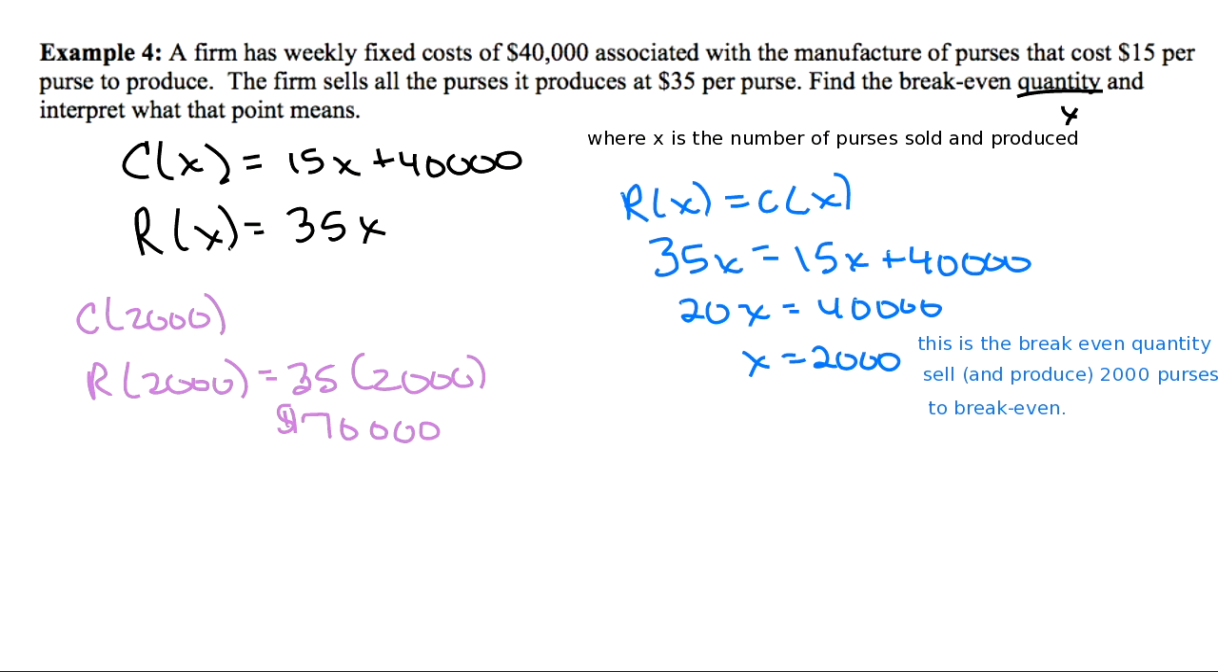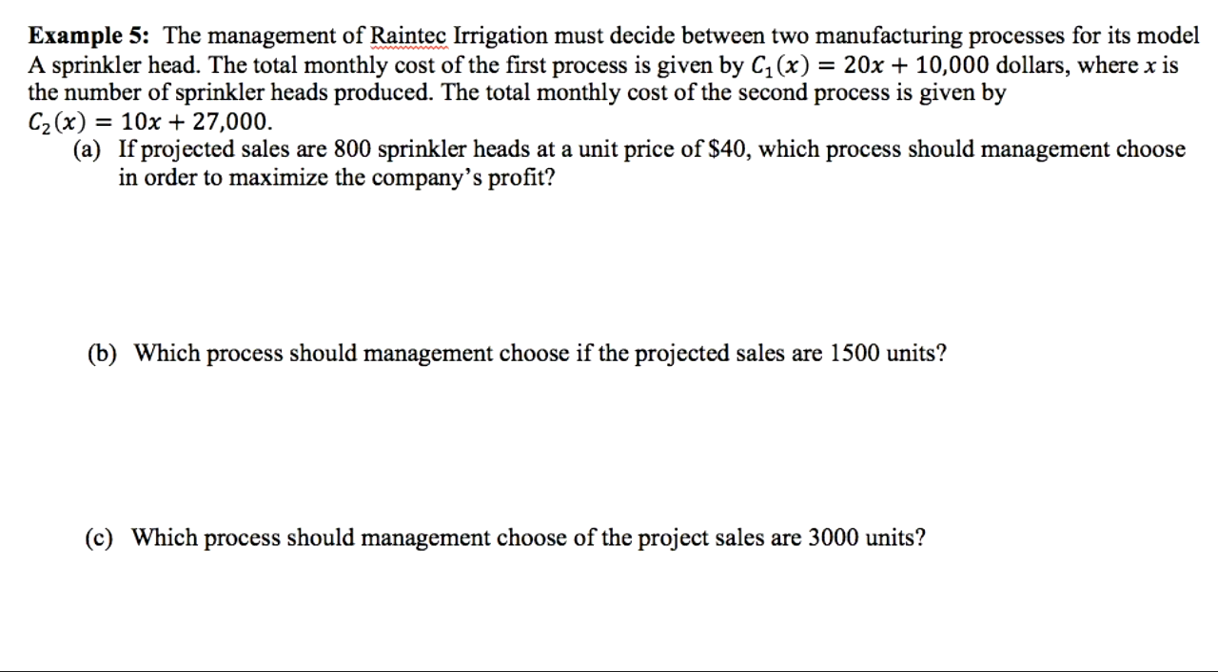So we would have the revenue be $70,000. So we have to sell 2,000 purses and make $70,000 in order to break even. Kind of cool. All right, let's look at this one. This one's a little more complicated.